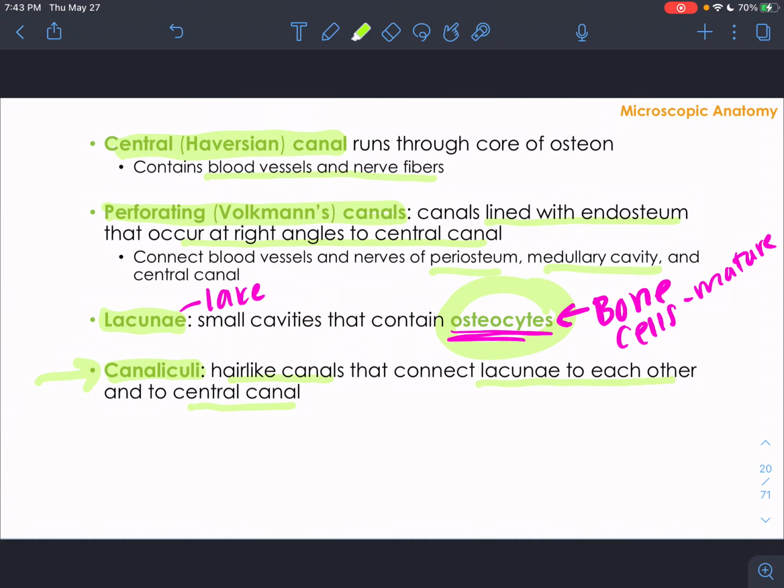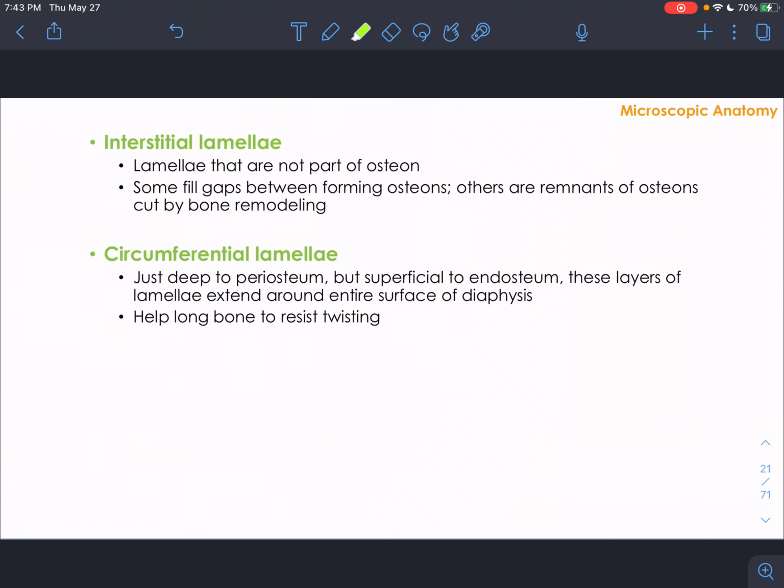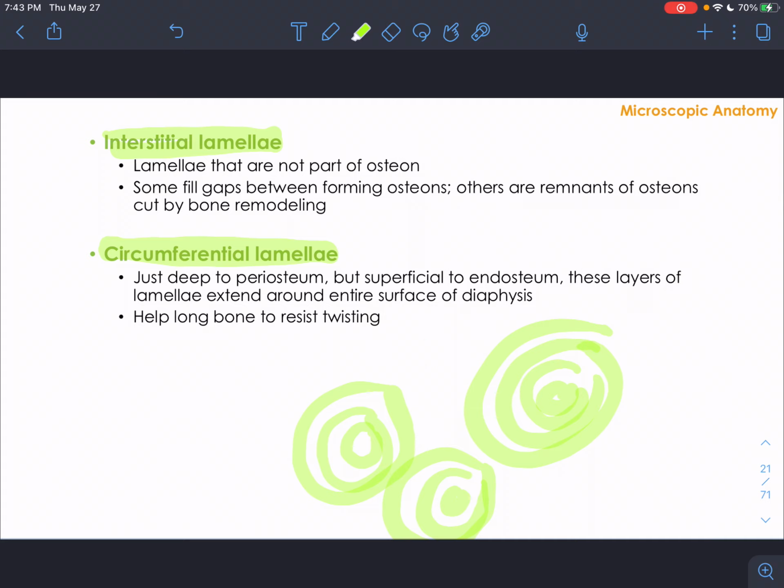I'll show you all of these in a second. And then we also have interstitial lamellae and circumferential lamellae. If you remember, lamellae are the rings of the bullseye that make up the osteon. So we have rings of bullseyes that make up the osteons. Like that, let's say. Those are four osteons.